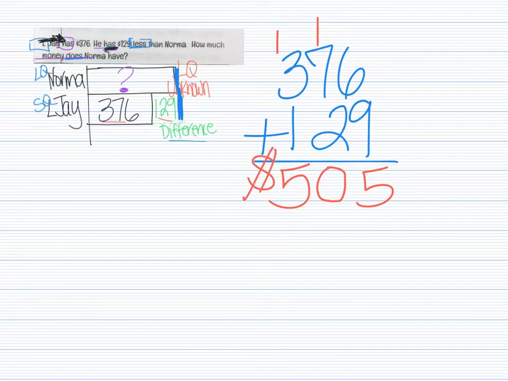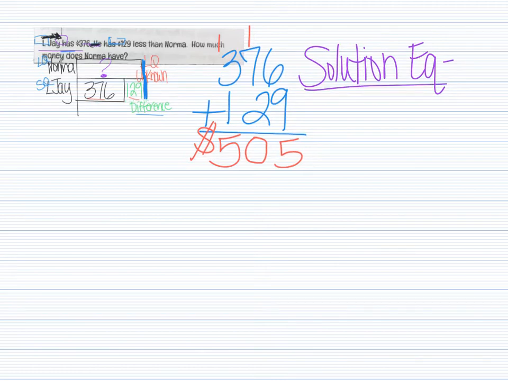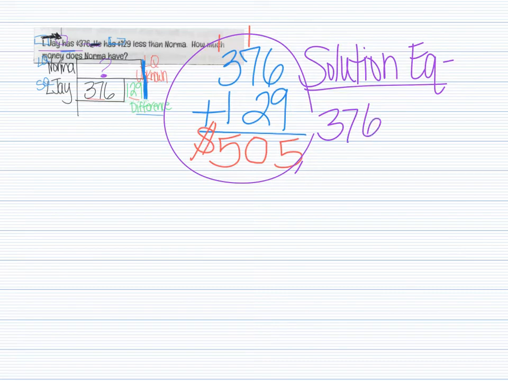Okay, but we're not done yet. We still need our two equations, and we need to answer it in a complete sentence. So my two types of equations. My solution equation is how I solve the problem. How I solve the problem is really simple because I see it right here. It's exactly what I did to find my answer. So my solution equation was 376 plus 129 equals question mark. That is my solution equation, how I solved it.